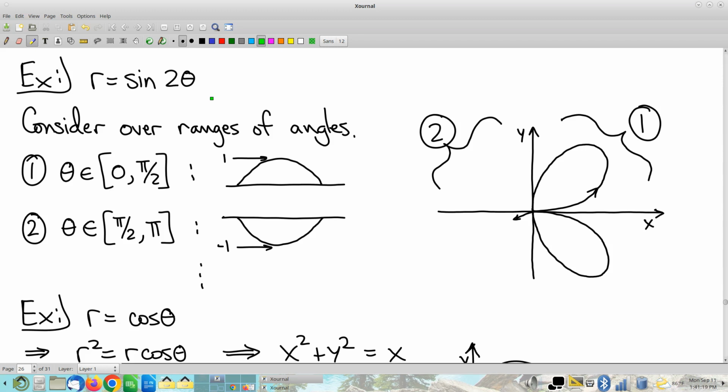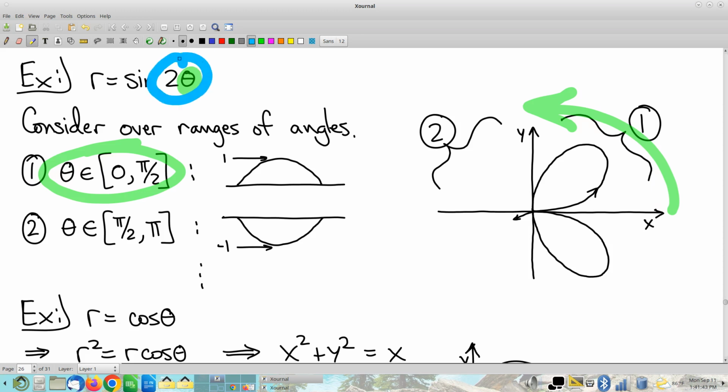So in particular, let's start off thinking about, as we rotate through the first quadrant, starting with theta equals 0 and moving around to where theta is equal to pi over 2. For this range of values of theta, what's happening? Now, keep in mind, theta is our polar angle, but it is not the argument of the sine function. The argument of the sine function is 2 theta. So 2 theta is not going from 0 to pi over 2. 2 theta is going from 0 to pi, because theta is going from 0 to pi over 2.